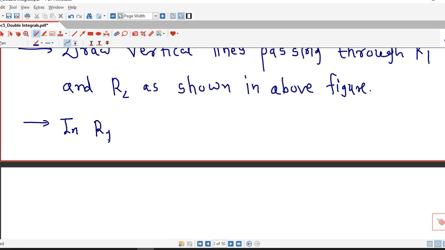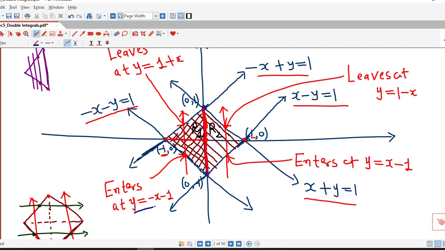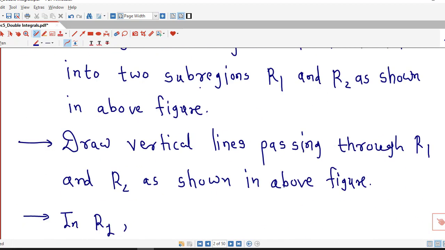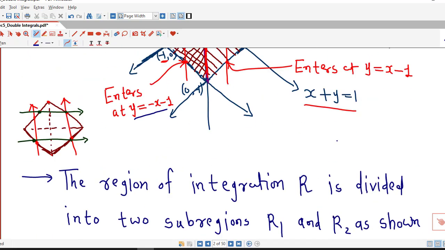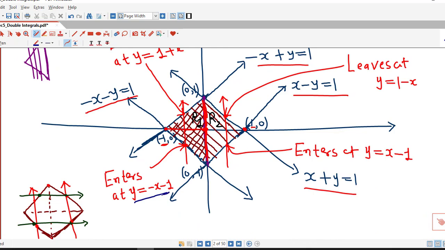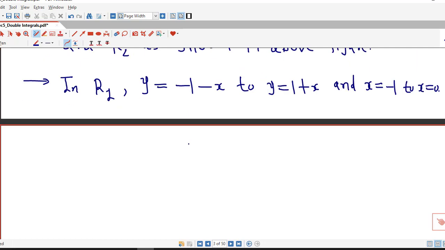In R1, y is from minus x minus 1 to y equal to 1 plus x, and x is from minus 1 to 0, that is, x equal to minus 1 to x equal to 0.